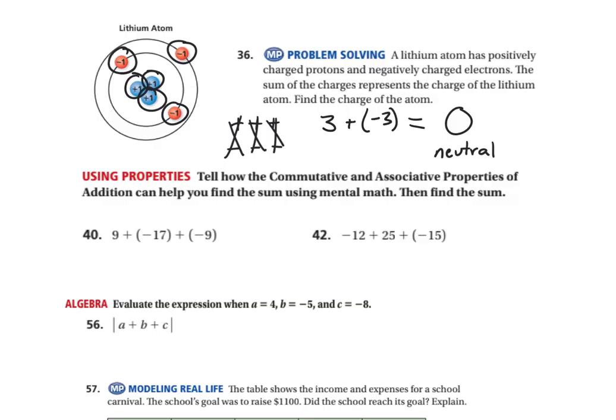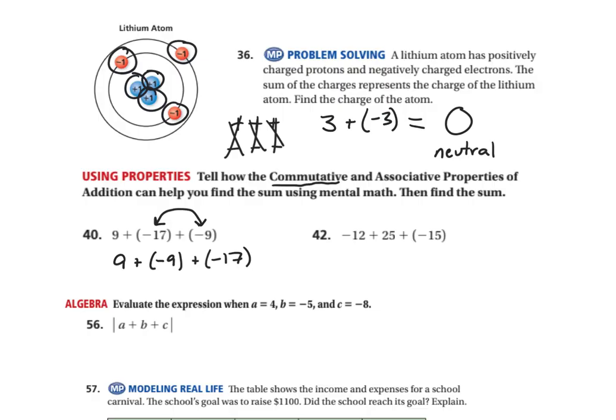All right, tell how the commutative and associative properties of addition can help you find the sum using mental math. Basically, what this one is trying to get at is you could move around these different numbers within an addition statement, as long as you take all the signs with it. And it helps us because we can put terms that look similar next to each other. So basically I'm going to flip these two, which is the commutative. And instead I'm going to go 9 plus negative 9 plus negative 17.